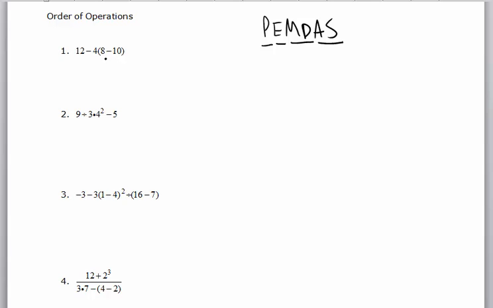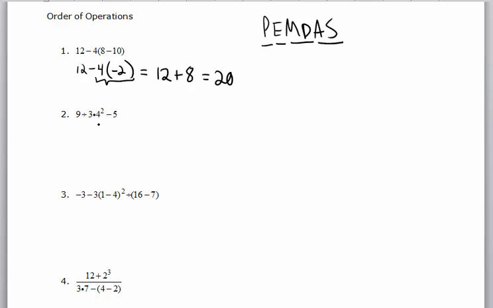So in this first problem, of course, the first thing I need to do is subtract 10 from 8. 8 minus 10 is negative 2. Okay, so that's the first step. Now what? 12 minus 4? No, we don't do subtraction next. We do multiplication. This right here means negative 4 times negative 2, so I have to do that first. So that's going to be equal to, I just rewrite the 12 because I'm not dealing with that yet, and then I add 8 and get my answer of 20.